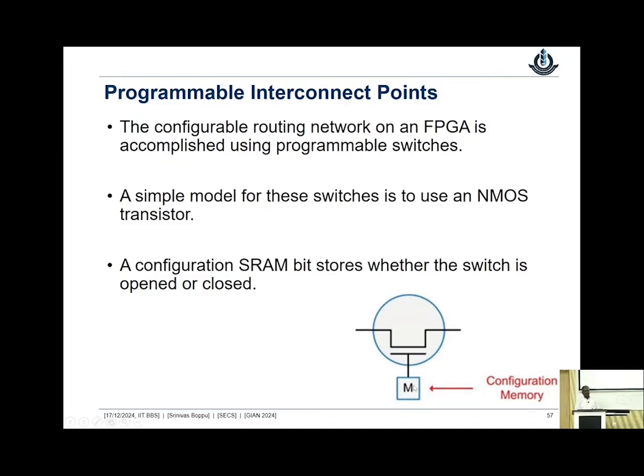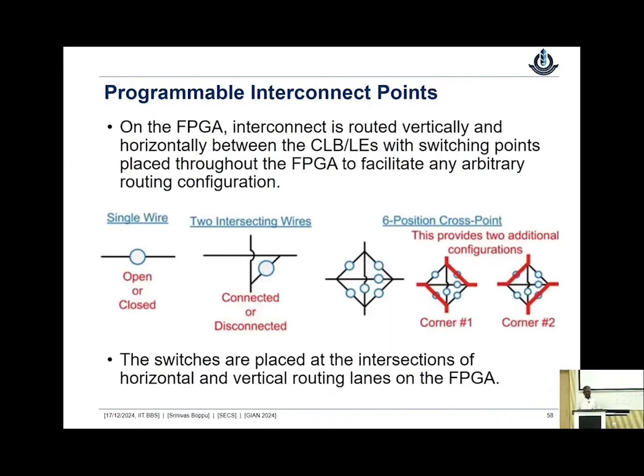So let's say there is a memory, an SRAM cell, which you can program to either 0 or 1. Then what happens is that these 2 points are connected. If this is 0, then they're not connected. In a simple way, we can achieve these 2 connections. Okay, good. So here there is something called a 6 point, 6 position cross point switch.